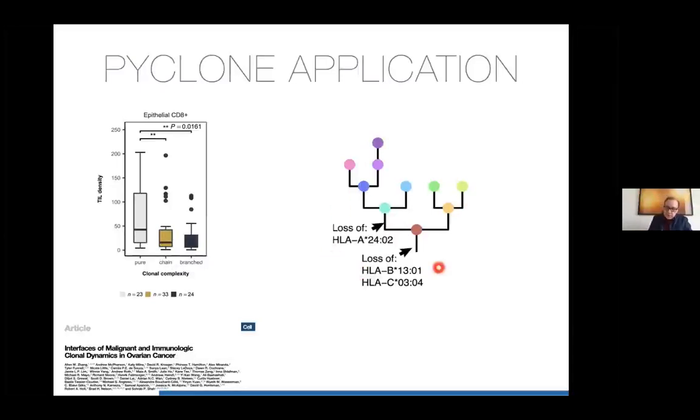Here's another example where they looked at loss of HLA. HLA is involved in the mechanism that holds up peptides on the outside of a cell so that the immune cells can see whether the cell is carrying a virus or perhaps a mutated genome, a cancer genome.